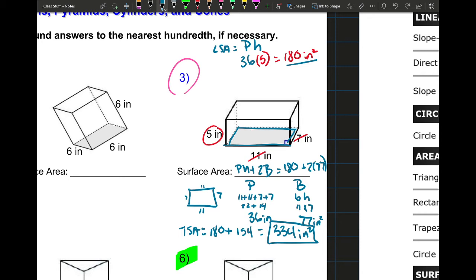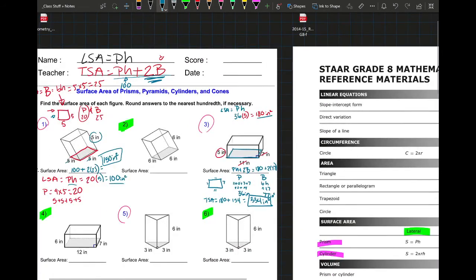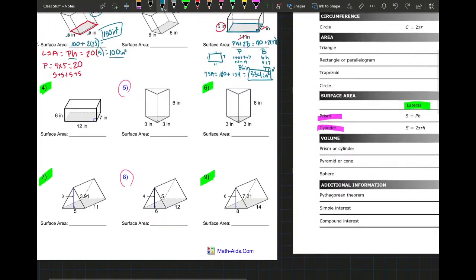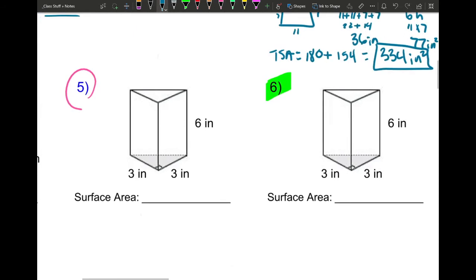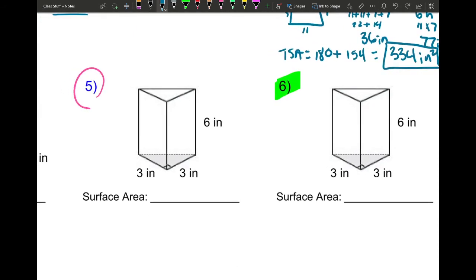Are there any questions so far? Now I'm gonna do a triangular prism because it's gonna be the same formula. Same formulas. Let's look at, for example, number 5. Number 5, we have my base is a right triangle, and this is very important. It is very important to recognize that it is a right triangle, because if it's not a right triangle, you're gonna need another number that is not listed in there.